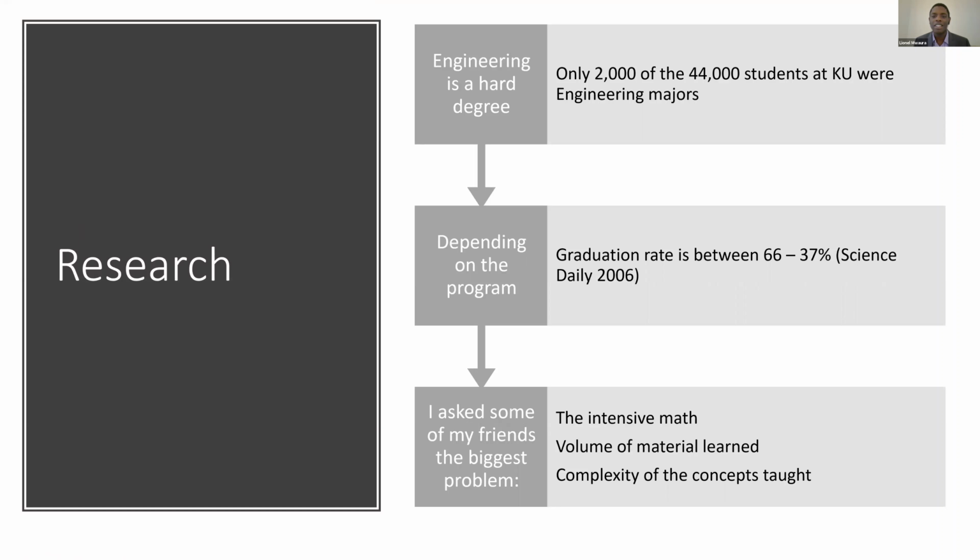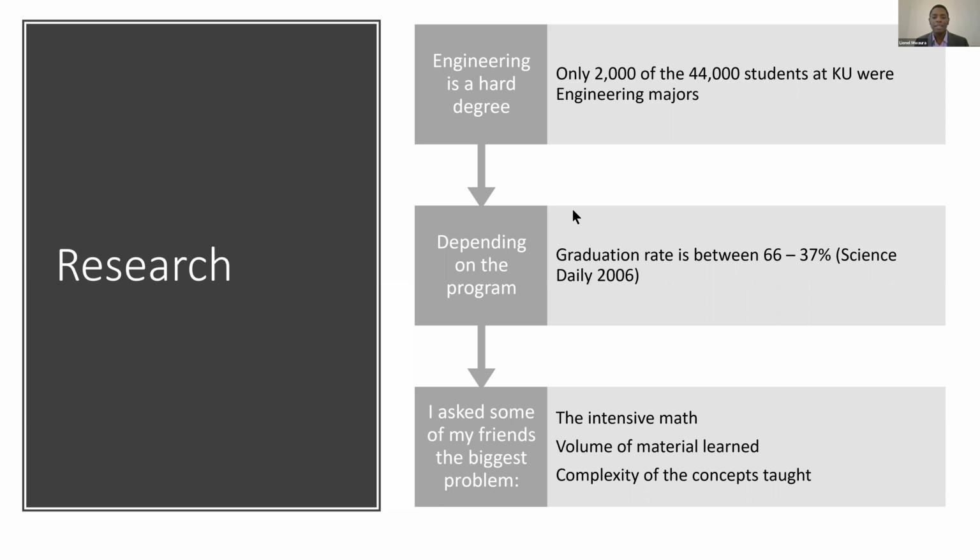Engineering is a very hard degree. Only 2,000 out of the 44,000 students at KU are engineering majors, and that's all engineering: civil, mechanical, electrical, and a few others, I think chemical. Only 2,000 out of 44,000, which just amazed me. Depending on the program, the graduation rate is 66 to 37%, according to Science Daily, in a study done in 2006.